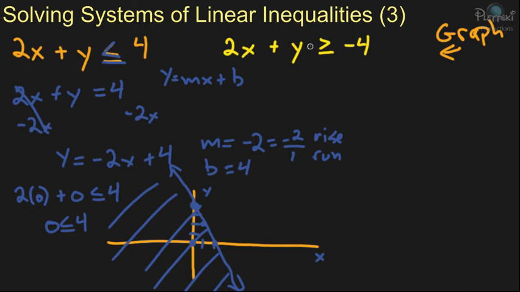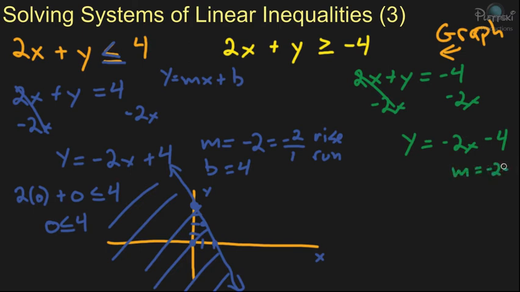Okay, now we're ready to graph the second inequality. And first we're going to graph the line 2x plus y equals negative 4. And we need to subtract 2x from both sides. And you get y equals negative 2x minus 4, which means that your slope is negative 2, or you can write it as negative 2 over 1. And your y-intercept, or b, is negative 4. So it crosses at negative 4. That's your y-intercept. And the slope is negative 2.